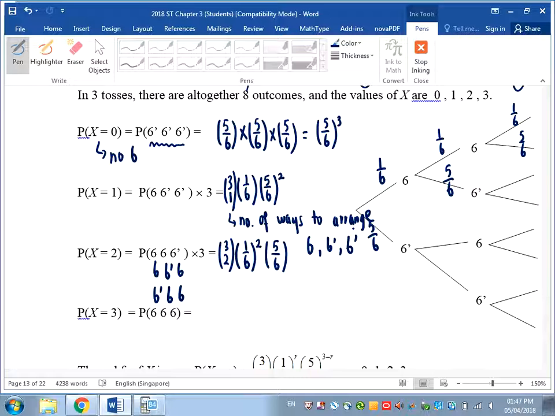Last but not least, if x equals 3, it means that all of the throws will give me 6. So first throw gives me 6, second throw gives me 6, third throw gives me a 6. Therefore it will just be 1 out of 6, the whole thing cubed.